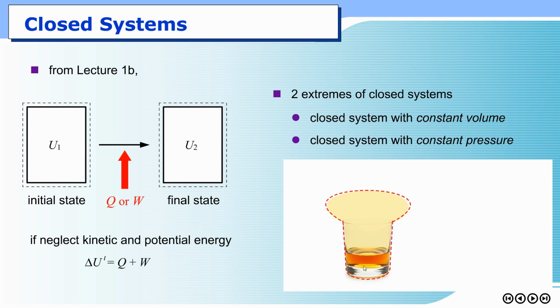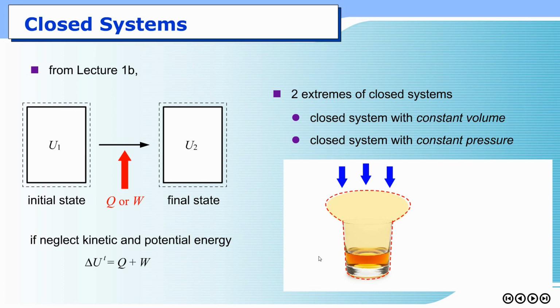But as the whiskey is evaporating, the amount or the volume of the vapor expands. In this case, the volume of the system changes with respect to time. However, the whole dotted line is under constant atmospheric pressure, so these pressures are equal to atmospheric pressure. It doesn't matter how large the dotted line would be, the pressure remains constant. So such a system is called a closed system with constant pressure.